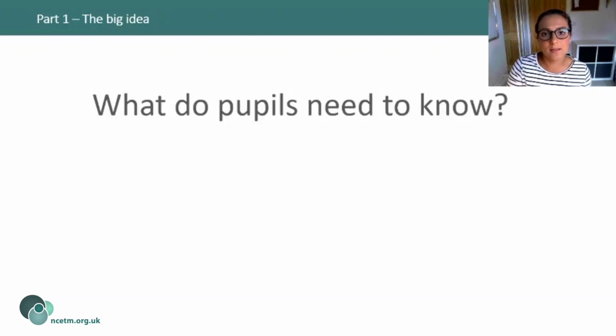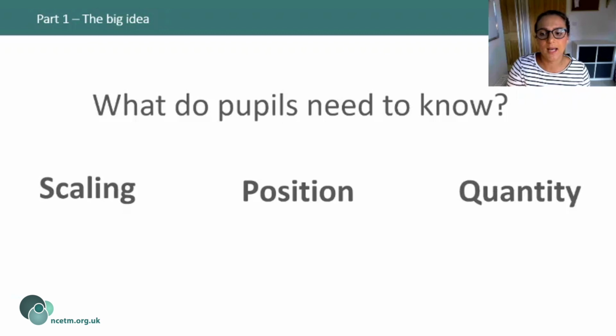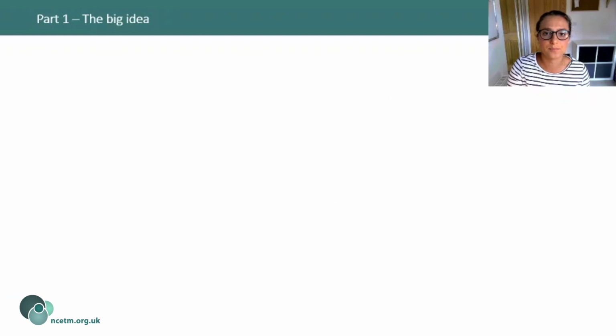So for me, learning about place value is in 3 separate aspects: scaling, position and quantity. And having an understanding of place value in these 3 different areas will really give a secure and deep understanding. So firstly, to have a think about scaling.